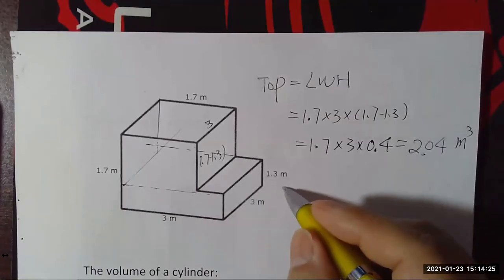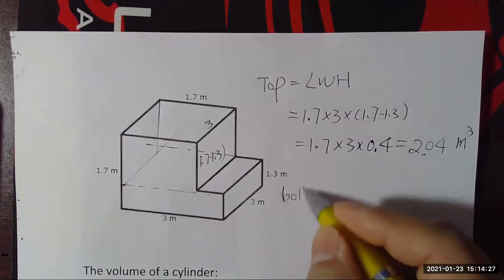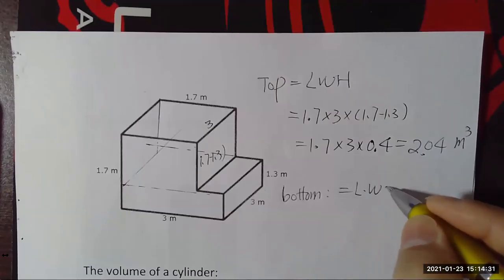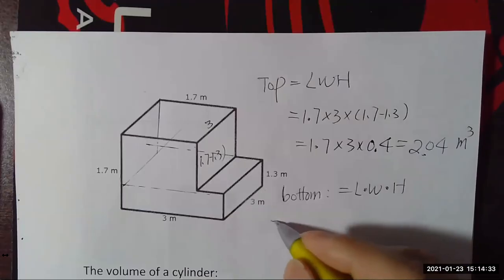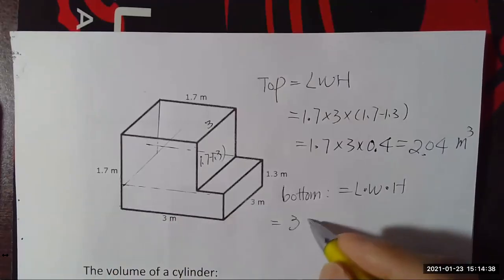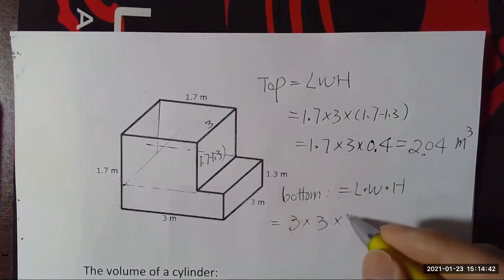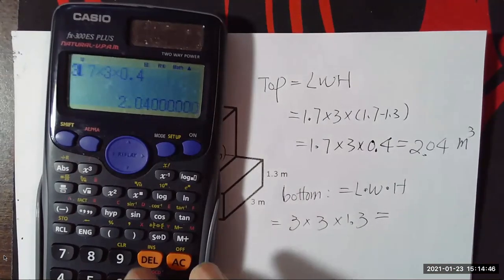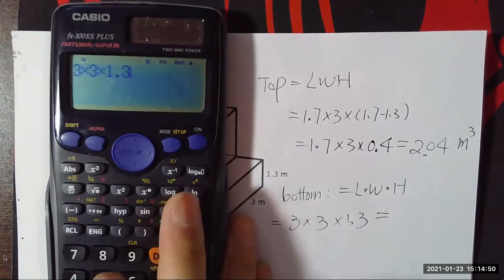Now let's look at the bottom one. Bottom box. Same thing, length times width times height, right? So width is 3, length is 3, and width is also 3, and height is 1.3. So that's 3 times 3 times 1.3. Yeah, that's right.